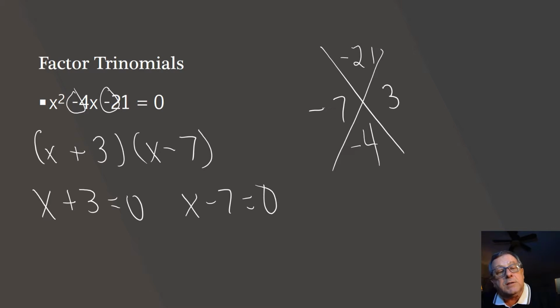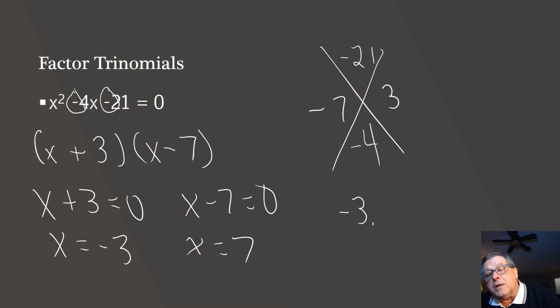Solve for x. So x is going to equal negative 3, and x is going to equal positive 7. And so my two solutions are negative 3 and 7. Well, Shazam.